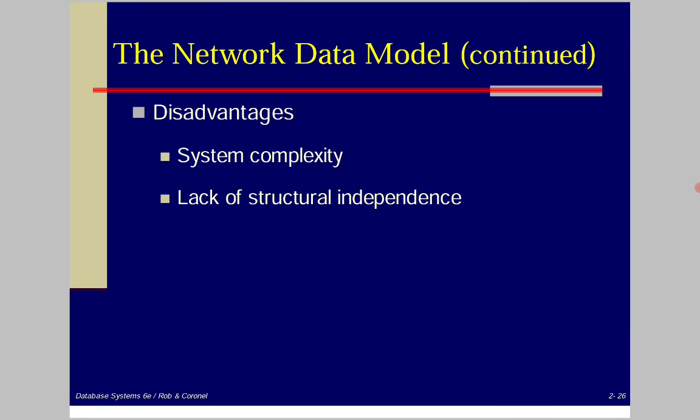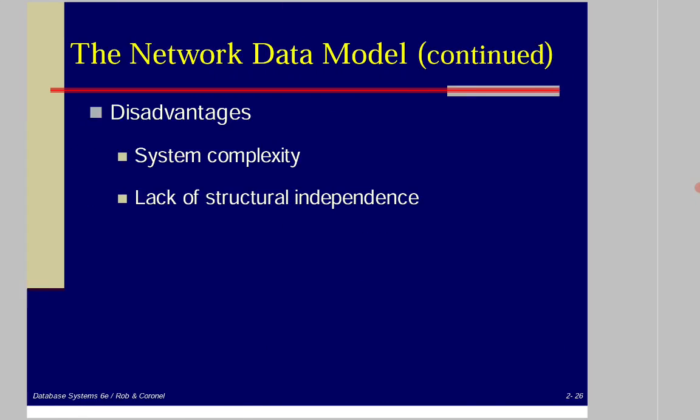So what are the disadvantages of the network model? System complexity means it is very difficult to maintain. Why? Because the total system is very complex. It lacks structural independence, which means non-independent. That is called lack of structural independence, which means generally more dependencies.